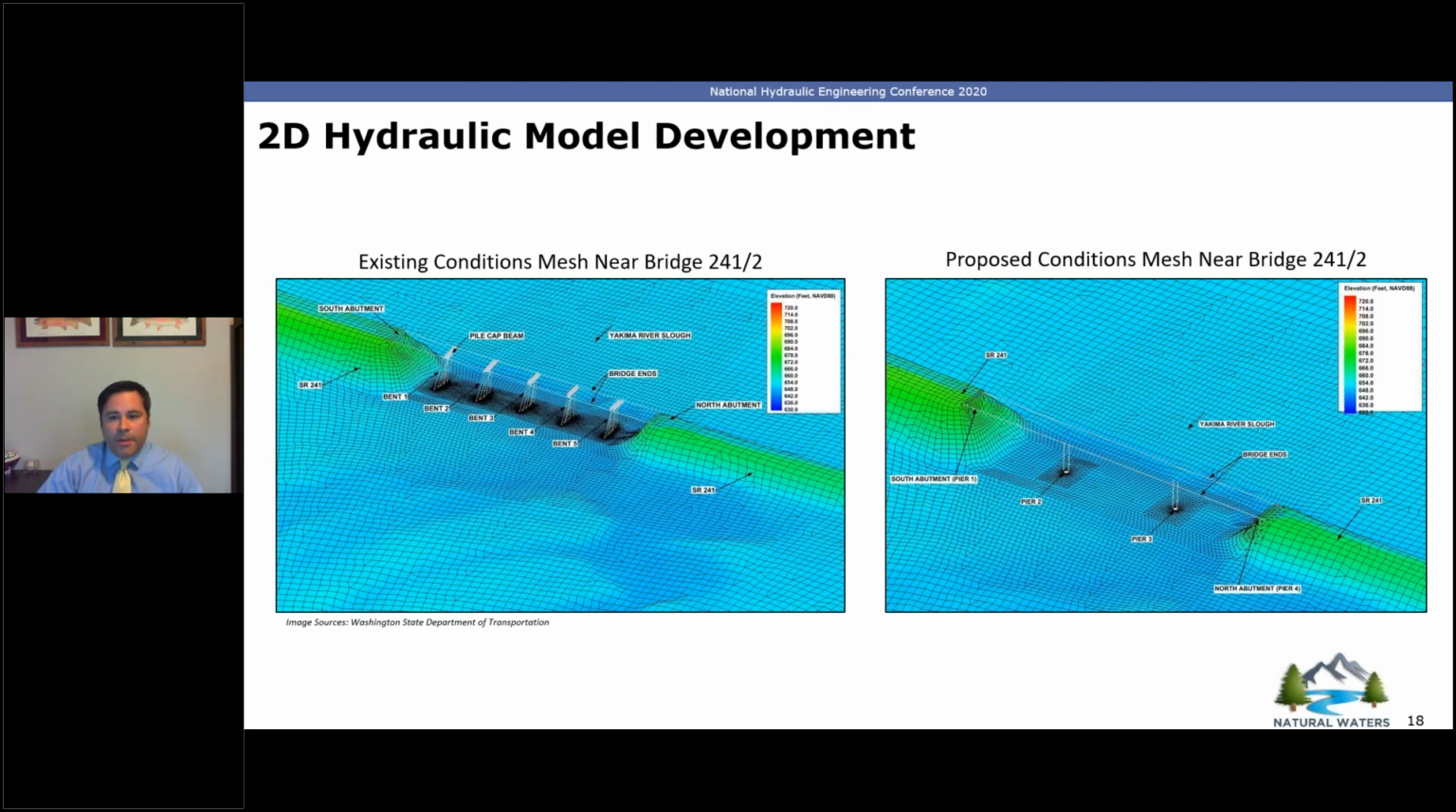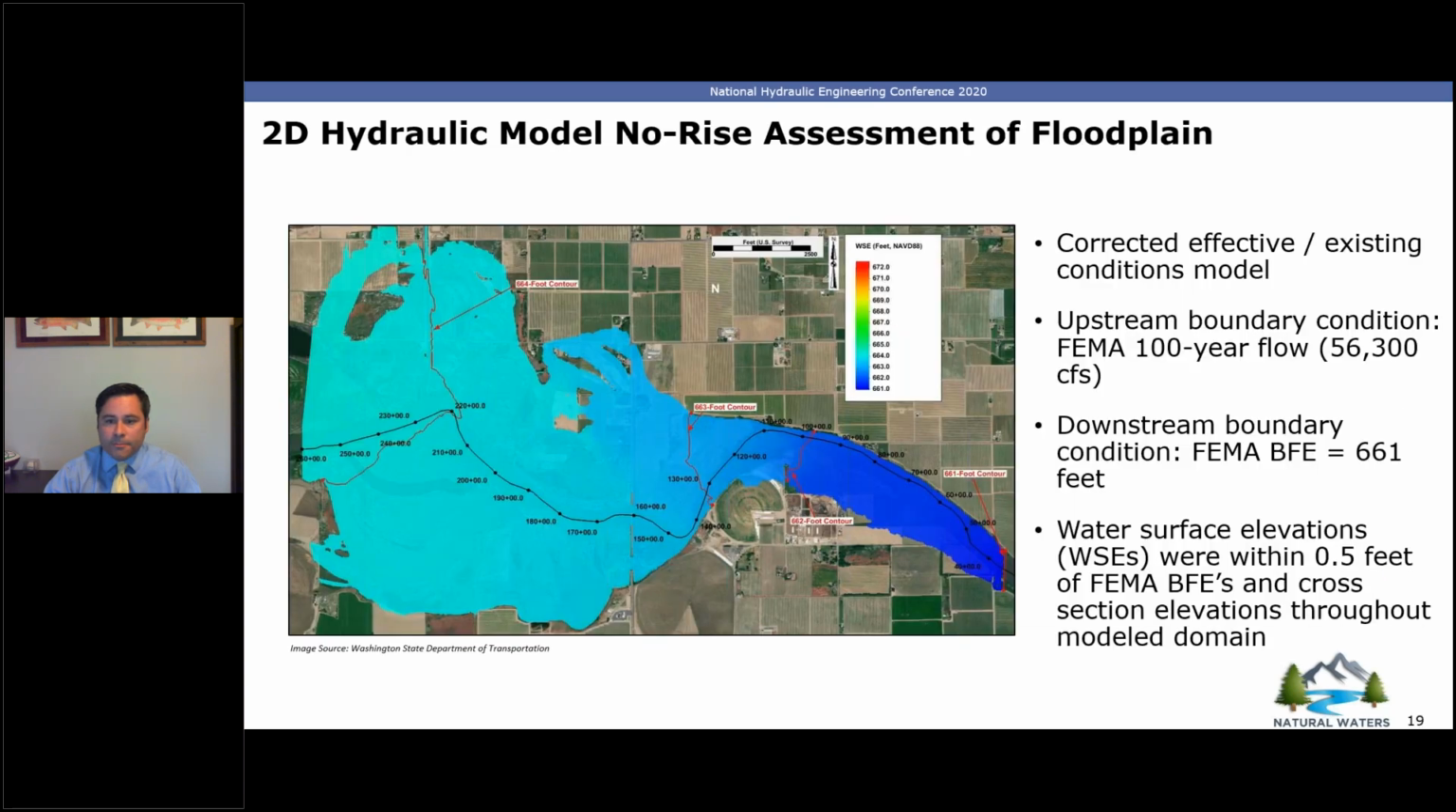And so here's a depiction of what the existing bridge and the proposed bridge and their corresponding meshes in SMS look like. Again, the bridge on the left is the existing conditions with the 7 piers. The bridge on the right is the proposed bridge. And as you can see from this graphic, the project will definitely increase the amount of conveyance available to go through the crossing just by removing the number of piers within the wetted water width.